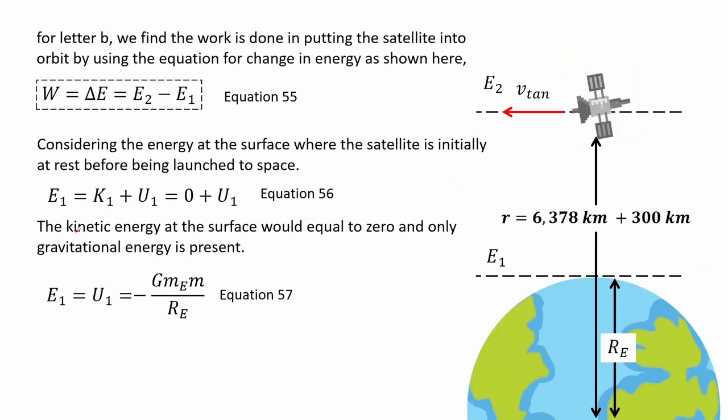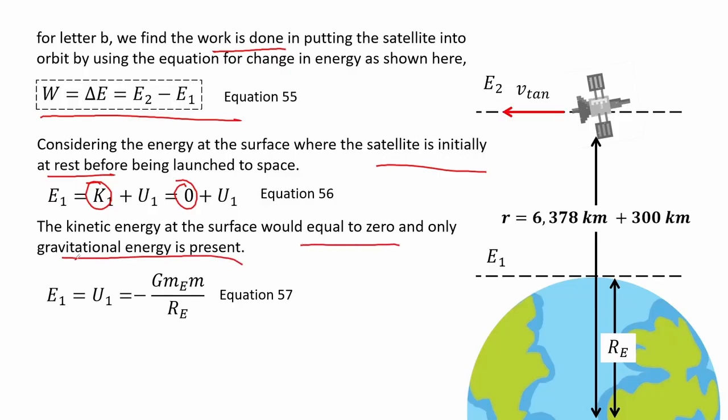For letter B, we find the work done in putting the satellite into orbit by using the equation for change in energy as shown here in equation 55. Considering the energy at the surface where the satellite is initially at rest before being launched to space, shown in equation 56, the kinetic energy at the surface would equal 0 and only gravitational energy is present. So we can write that the mechanical energy at the surface of the Earth is given by equation 57, which is just the gravitational potential energy.